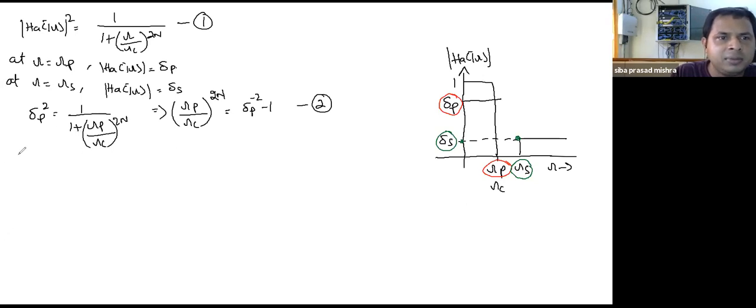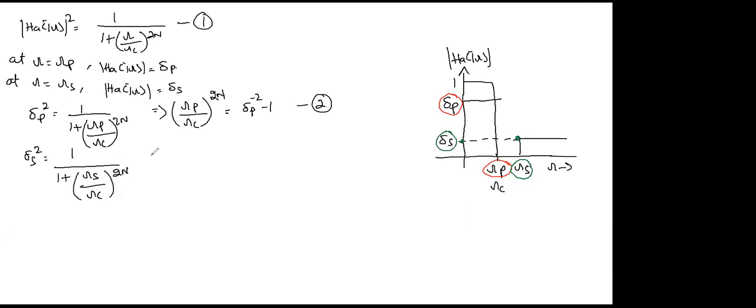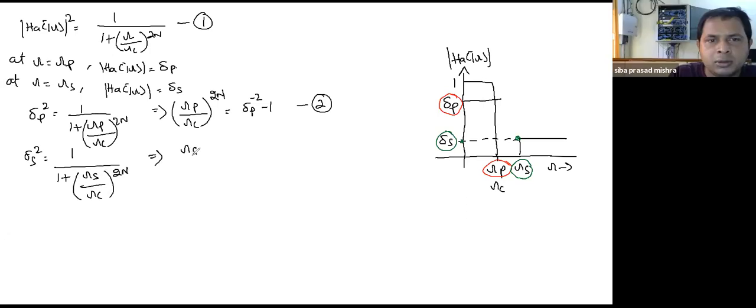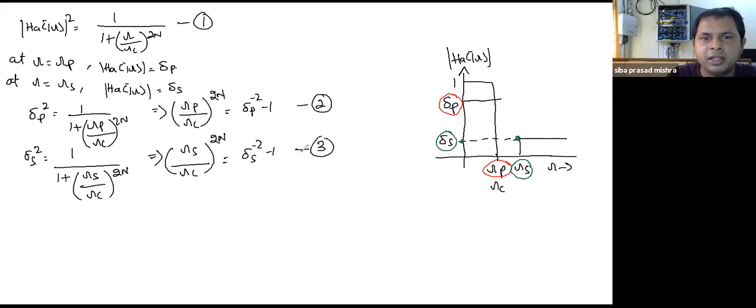Similarly, del s square equals 1 by 1 plus (omega s by omega c) to the power 2n, that is (omega s by omega c) to the power 2n equals del s to the power minus 2, minus 1. This is equation 3. Then divide 2 by 3 or 3 by 2, your wish.